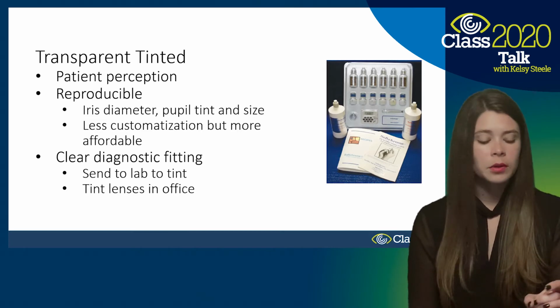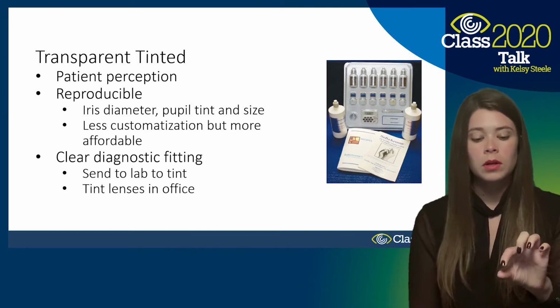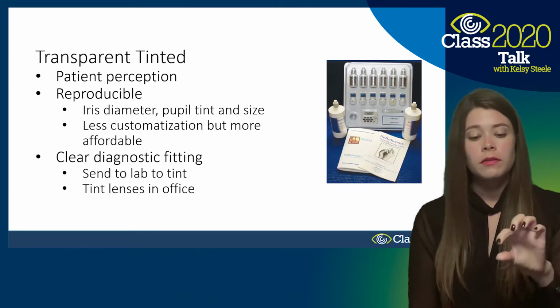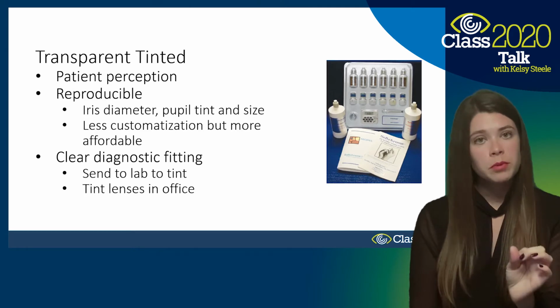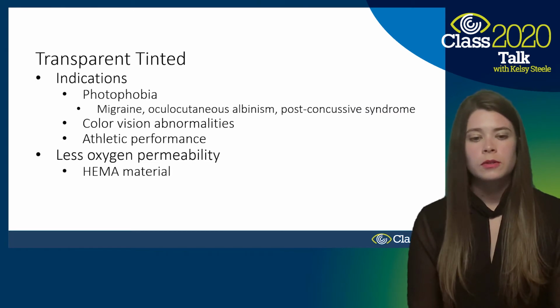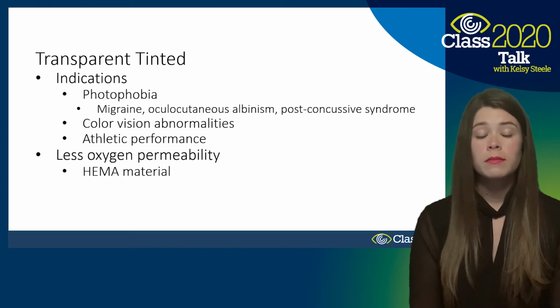It also has the little prints. So if you want to just do an iris ring and keep the pupil clear, you can do that. If you want the iris clear and just the pupil tinted, you can do that as well. So you have a lot of customization within reason for these lenses too. Why would you use them?